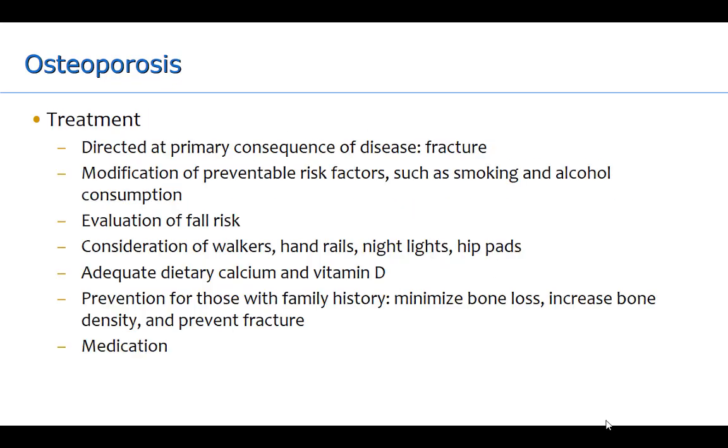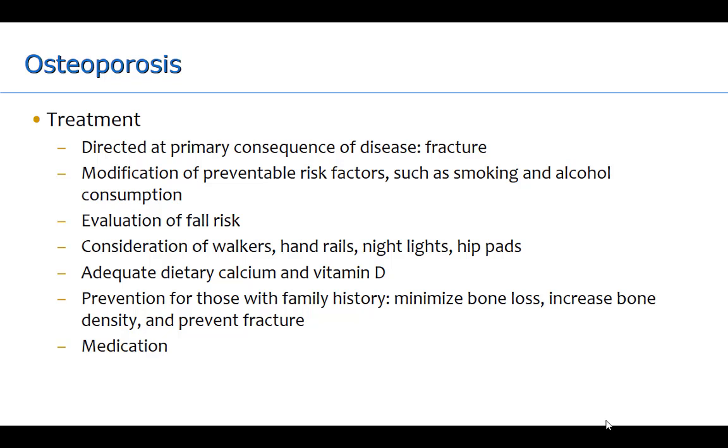Treatment of osteoporosis, there's a wide range of treatment modalities. First of all, you will treat the fracture if the patient already had the fracture. You can modify preventable risk factors such as smoking, alcohol, evaluate the patient's fall risk, the ergonomics of the environment around the patient, so minimize the risk of falls, so consideration of walkers, handrails, etc. Adequate dietary calcium and vitamin D, and prevention in those with family history, because if family history is there, there are more chances of osteoporosis and its complications. So if there is family history, you have to be more proactive, and you can also give some medications to these patients. But the mainstay is basically on prevention.